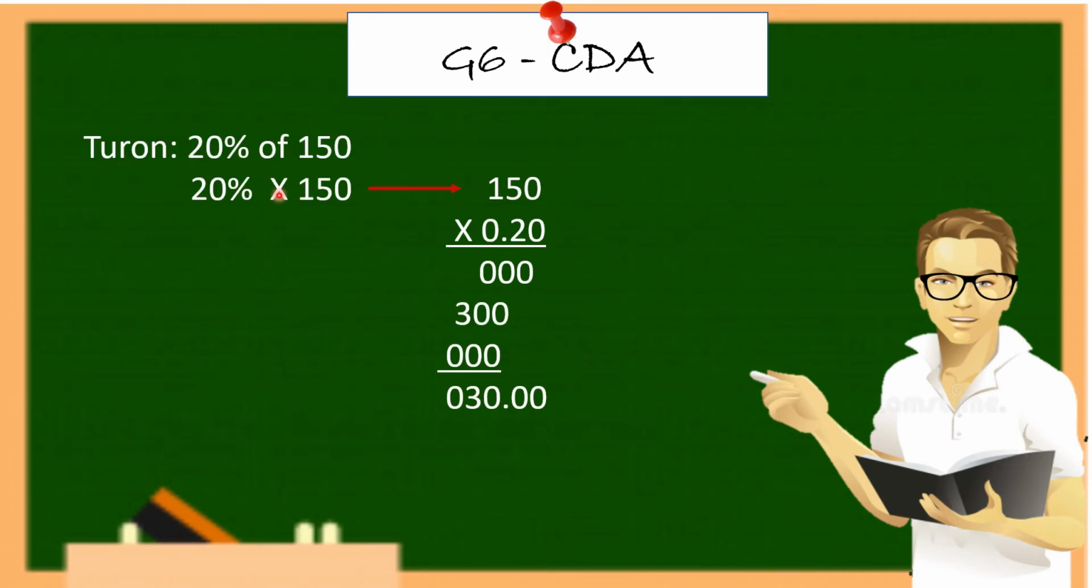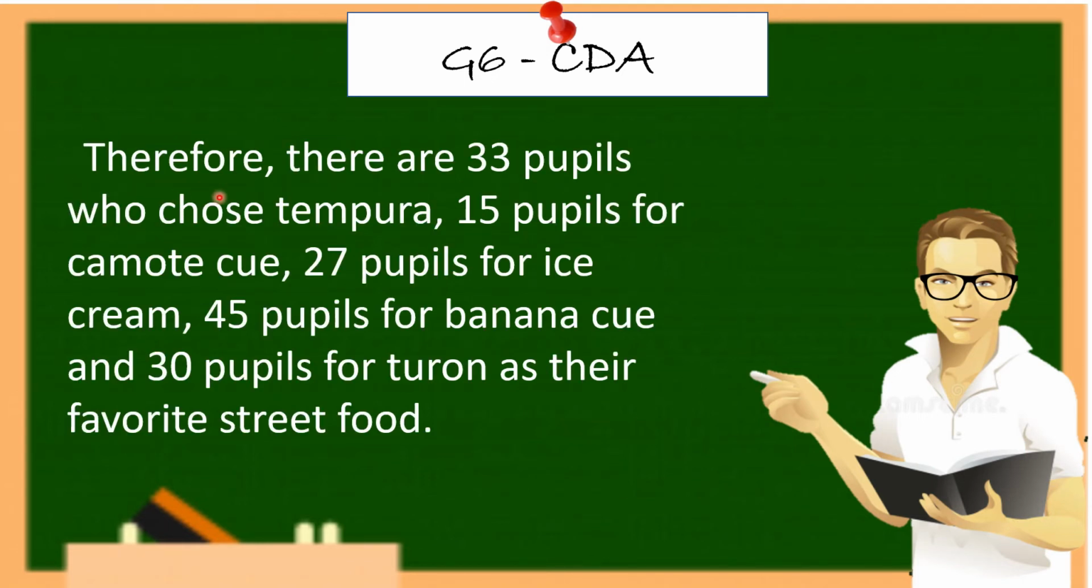How about turon? We have 20% of 150. We're going to multiply also. So 0.20, just multiply, the answer is 30. Therefore, there are 33 pupils who choose tempura, 15 pupils for kamote Q, 27 pupils for ice cream, 45 pupils for banana Q, and 30 pupils for turon as their favorite street food.